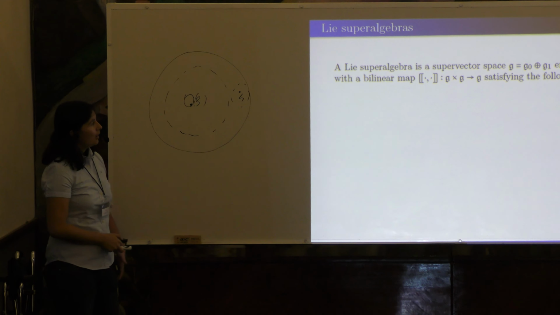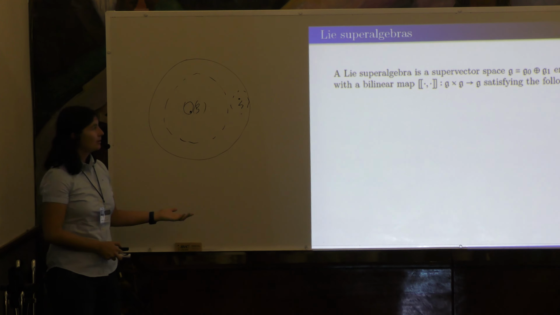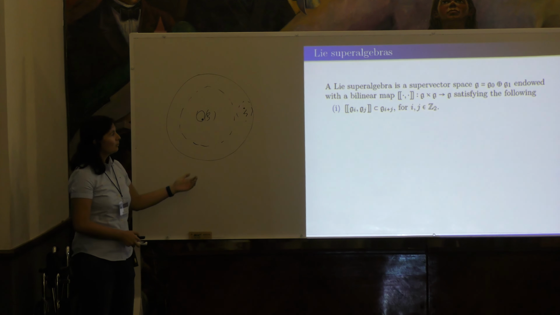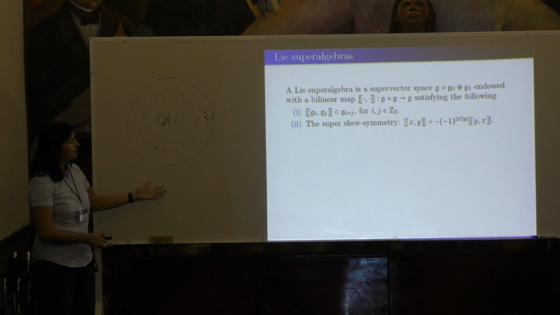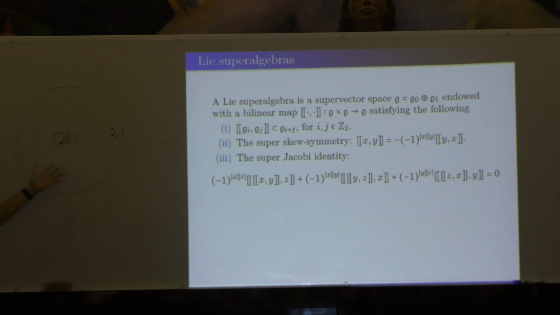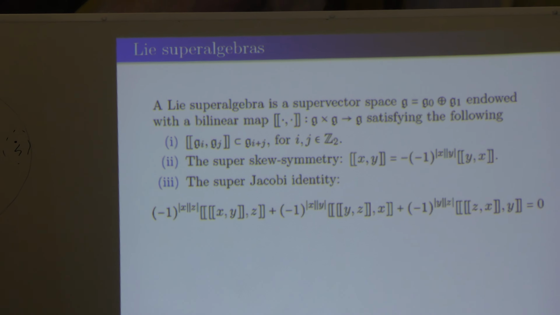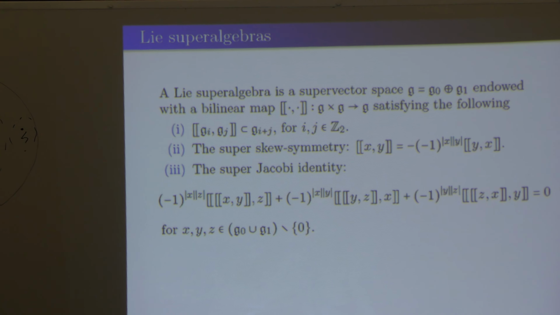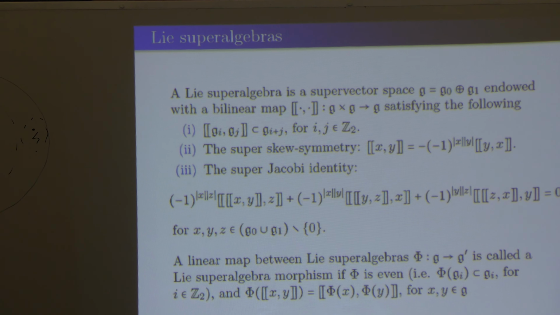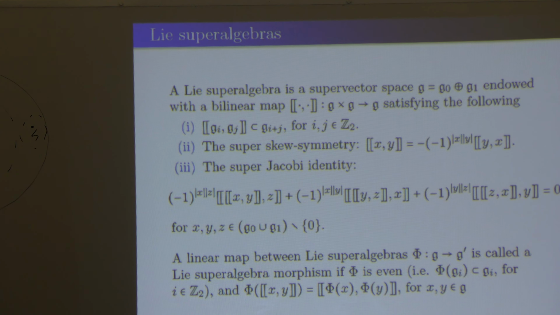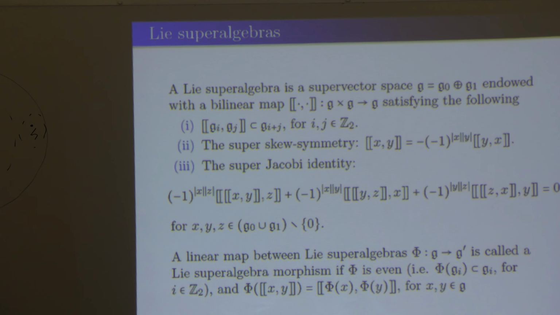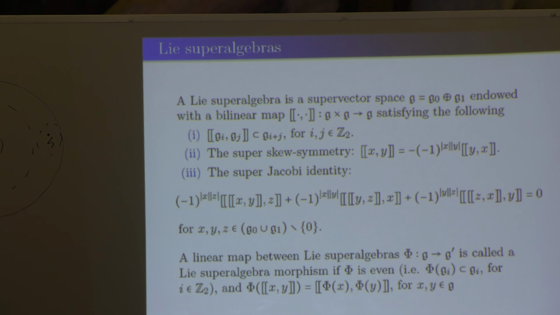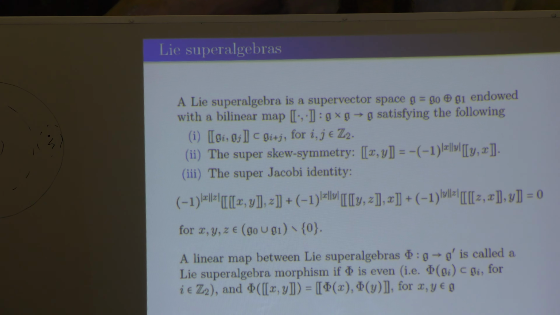So, what is a Lie superalgebra? It's a Z2-graded algebra with a bilinear map satisfying these conditions, the super skew-symmetry and the super Jacobi identity, as usual. And a Lie superalgebra morphism will be a linear map between Lie superalgebras, preserving the bracket and preserving the grading.